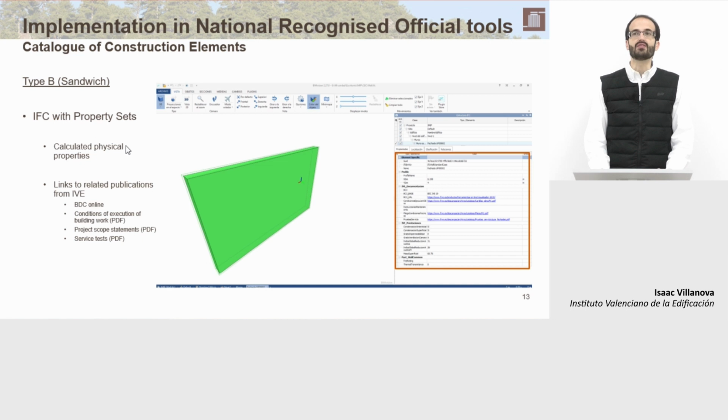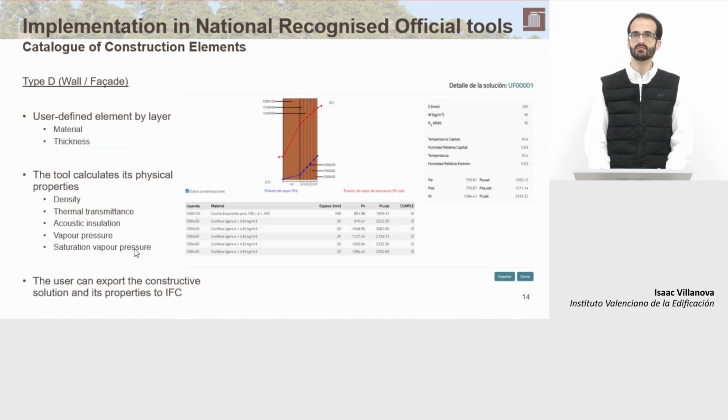sets, and inside those property sets is all the information calculated in the online tool, or the physical properties, and also some links related to publication from IBE, like the BDC online, as we have seen before, the conditions of execution of building work, provided in PDF format, the project scope statements also provided in PDF, and the service test, also a PDF. And in the same way for the type D, the wall facade, the procedure is the same.